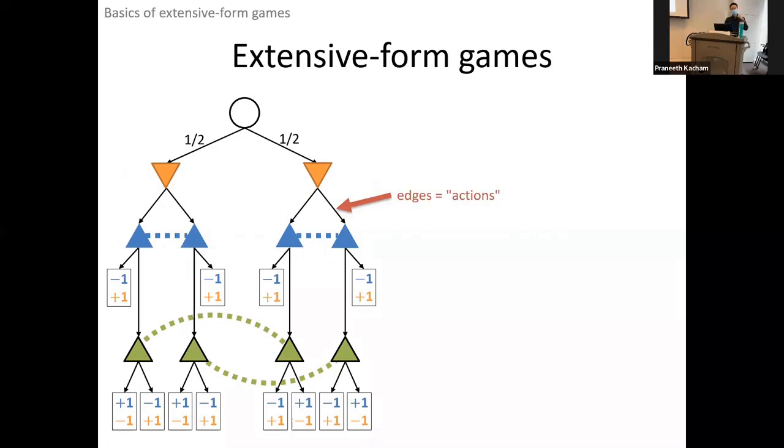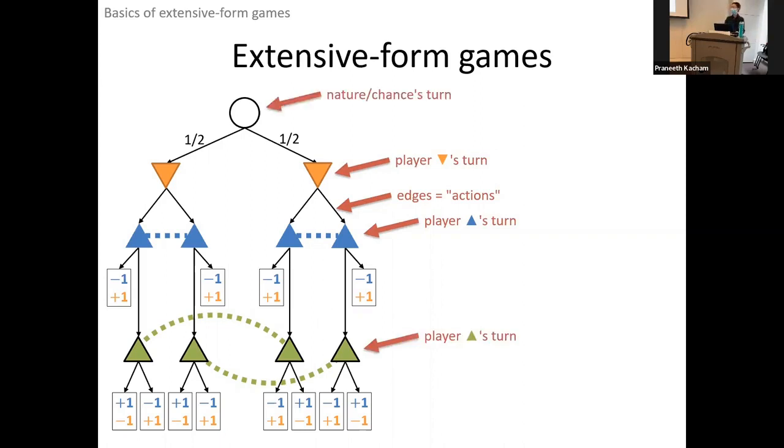The nodes are labeled with the player that acts. In this case, this is a 3-player game and each color denotes a different player. At orange nodes, it is orange's turn. At blue nodes, it is blue's turn. And at green nodes, it is green's turn. This circle node up here is the chance node. At chance nodes, there is a fixed probability distribution that is known to all players. In this case, I've labeled half-half, so chance plays uniformly at random here.